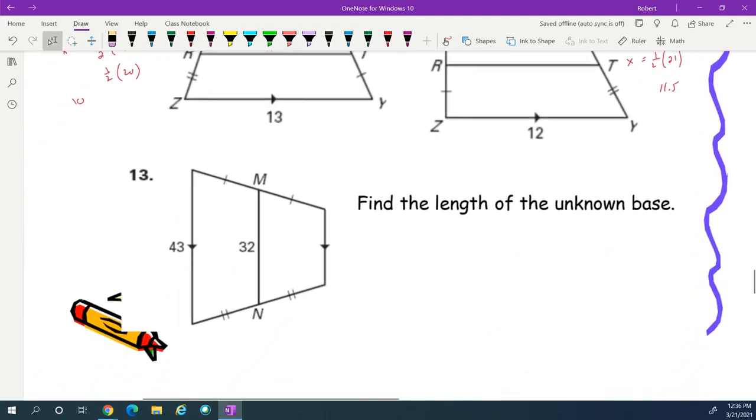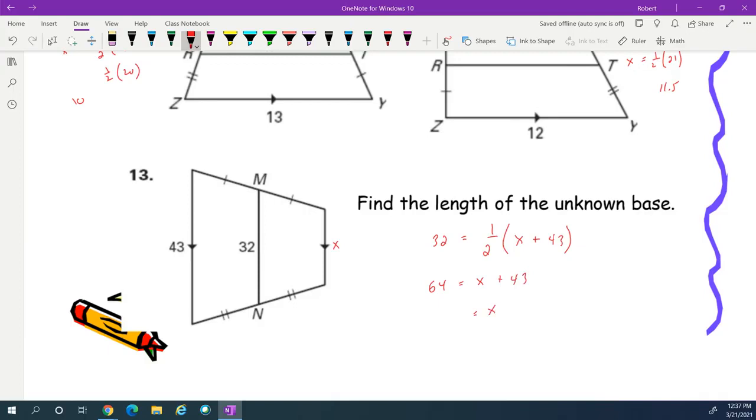Looking at number 13, it actually is the same problem. Now we're looking for the other base, but the equation is the same. The median or mid segment is 1/2 the sum of the bases. So the formula is never going to change. Plug it in, then we'll work out our algebra. Remember, algebraically, you can distribute that 1/2, or you can multiply both sides by 2. So that's usually the way I like to do it.